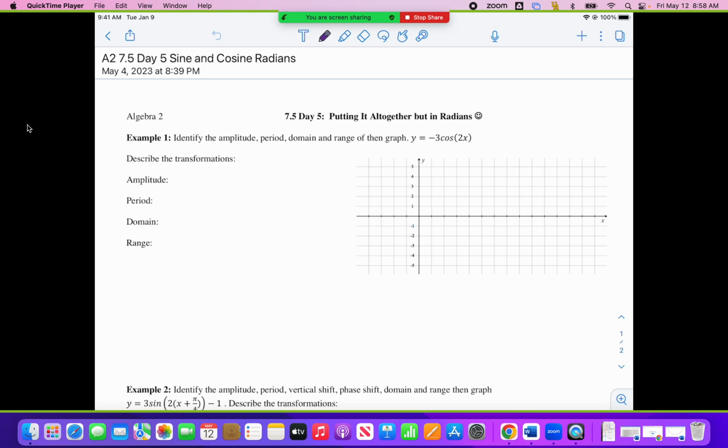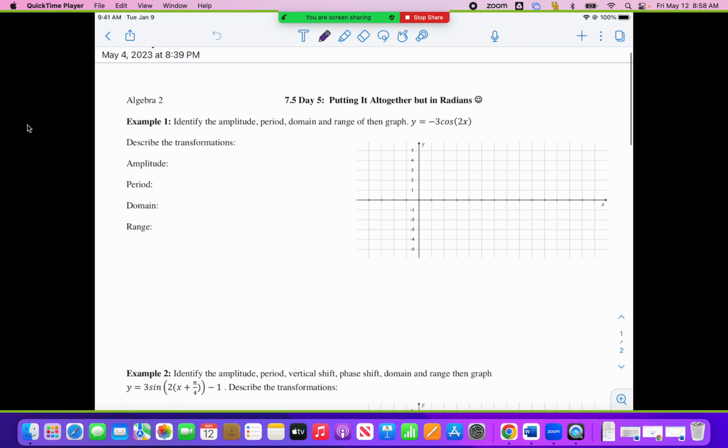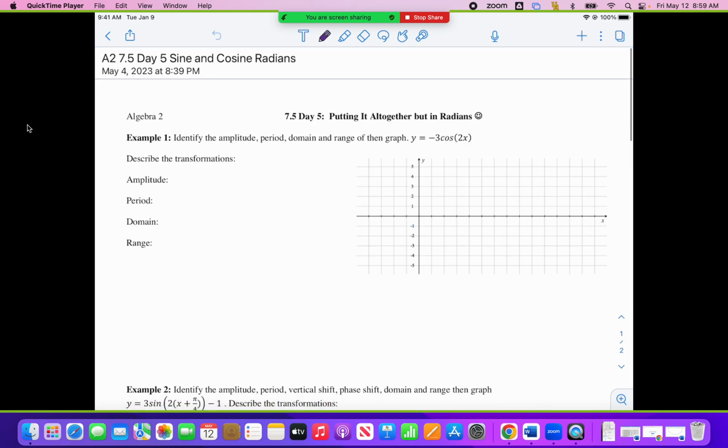Then I do want to pass back the quick quiz and the last quiz. I finally have everybody has made it up. All right, so here we go. I'm not doing anything new today, okay? Nothing new. So I'm going to pause and give you a minute or 2, and I want you to describe all the transformations, identify amplitude, period, domain, and range. If you need this, we're going to write it again.